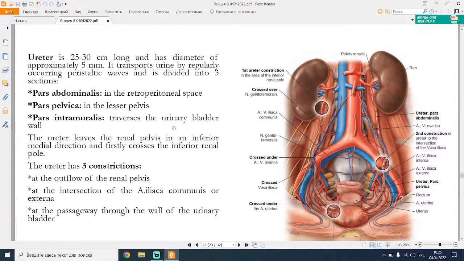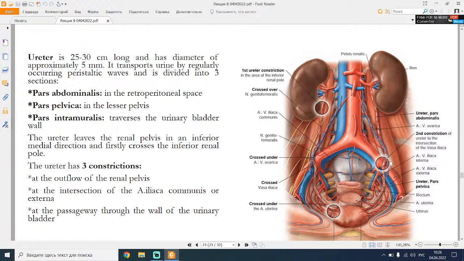It's divided into 3 sections: pars abdominalis in the retroperitoneal space, next pars pelvica in the lesser pelvis, and pars intramuralis, which traverses the urinary bladder wall. The ureter leaves the renal pelvis in the anterior medial direction and firstly crosses the inferior renal pole.